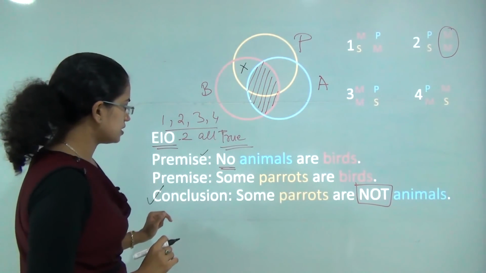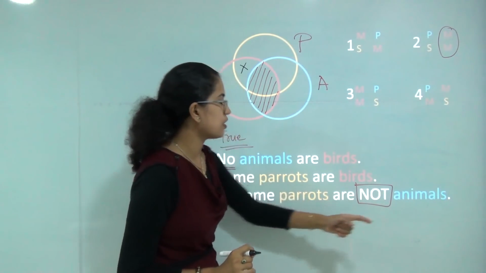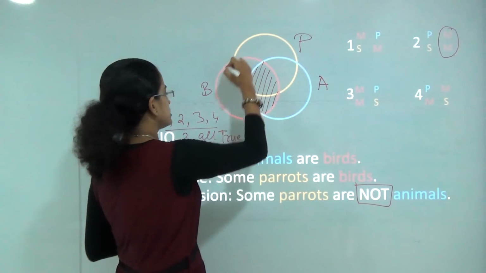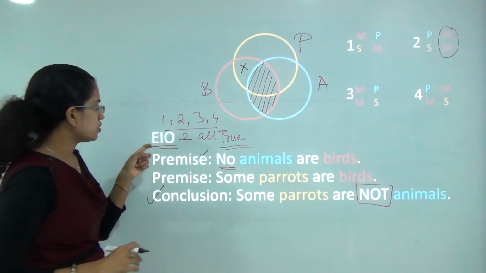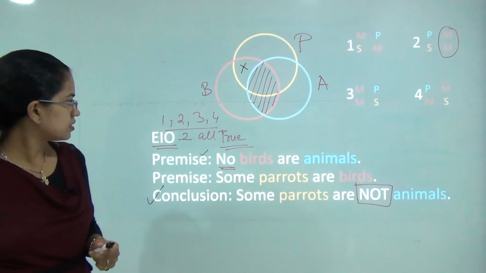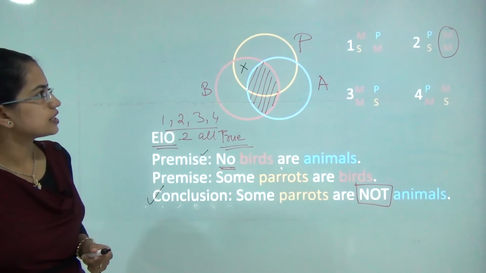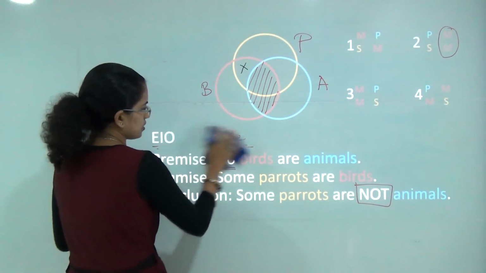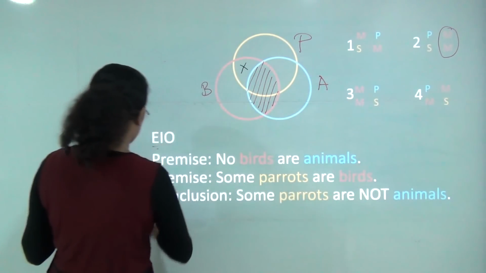So I have some parrots that are birds in this region. Now based on this, if I am trying to draw a conclusion, some parrots are not animals. So these some parrots are not animals. That's true. So this conclusion comes to be true. So that was the case of EIO case 2. Now let's move on to the next case, that is EIO 1. So I have bird and bird here. So that's the first case that I am trying to discuss here.